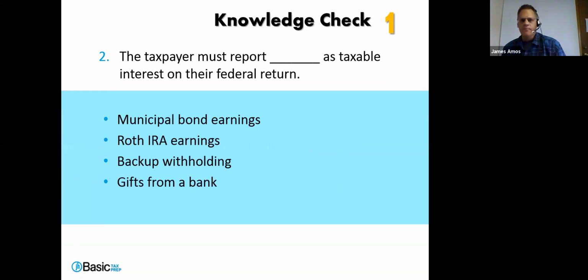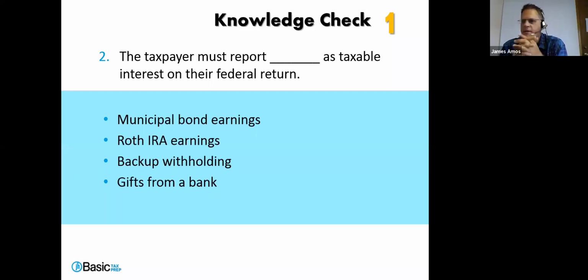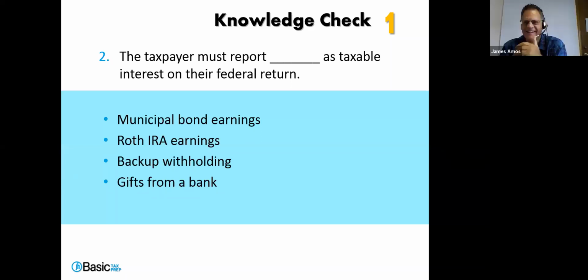Okay. Let's try another one here. The taxpayer must report as blank as taxable interest on their federal return. A, B, C, or D? Lisa's got hers in there. Who else has an answer to type in there? Can we use a 50-50? Call a friend. Phone a friend. Well, if actually one of the testing things, if you can knock out 2, then you are down to 50-50.